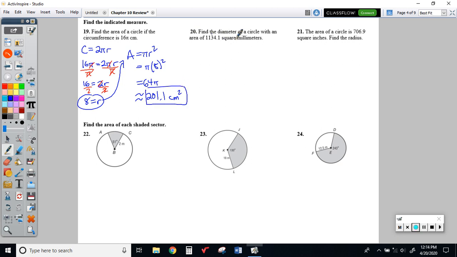For number 20, diameter of a circle is what we're trying to find, and the area is given. So the area is pi r squared, that's the formula. I've got 1134.1 would equal pi r squared. And so now I'm solving for r from here. It looks like dividing by pi would take me one step closer to getting r by itself. Then I've got 1134.1 divided by pi. I'm going to leave it like that for now, would be r squared, and let the calculator do the work for me.